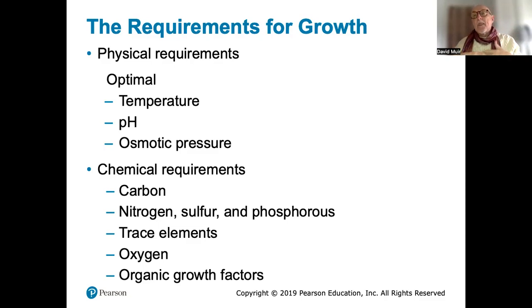Lastly, in order for enzymes especially to work properly, the organism may require organic growth factors. Look back at the enzyme section and remember that the enzyme may have to bind a coenzyme of some sort in order for it to operate properly. That would be a typical organic growth factor.